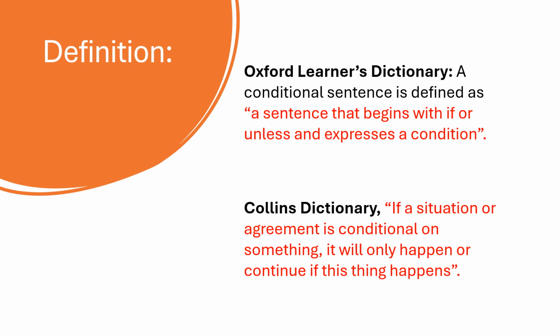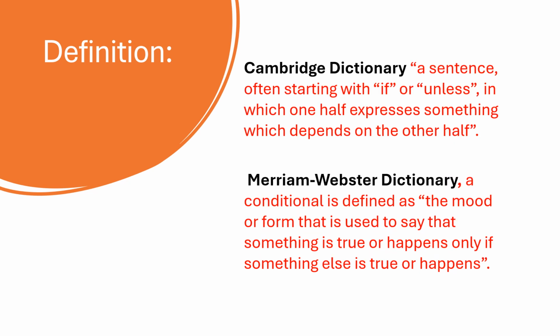Definition of conditional sentences. According to Oxford Learner's Dictionary, a conditional sentence is defined as a sentence that begins with if or unless and expresses a condition. According to Collins Dictionary, if a situation or agreement is conditional on something, it will only happen or continue if this thing happens. According to Cambridge Dictionary, a sentence often starting with if or unless in which one half expresses something which depends on the other half.